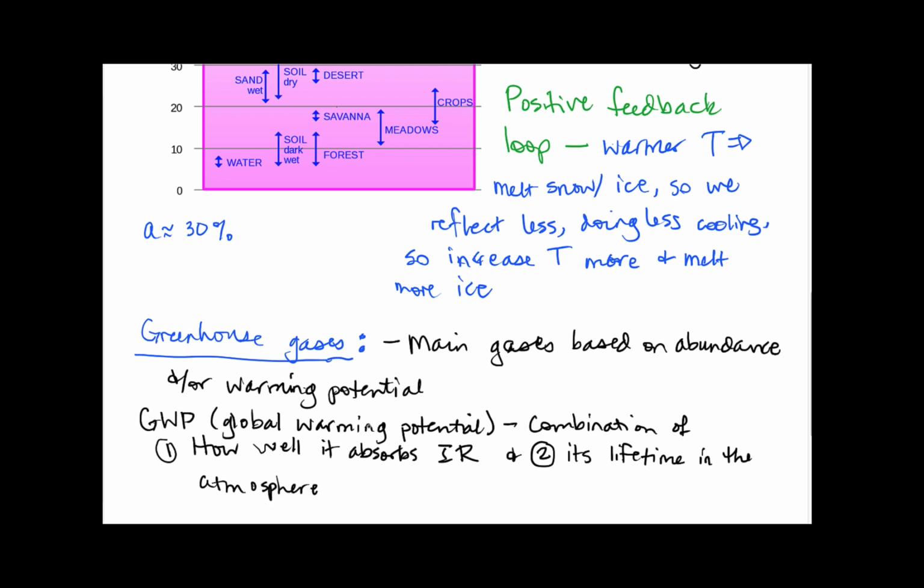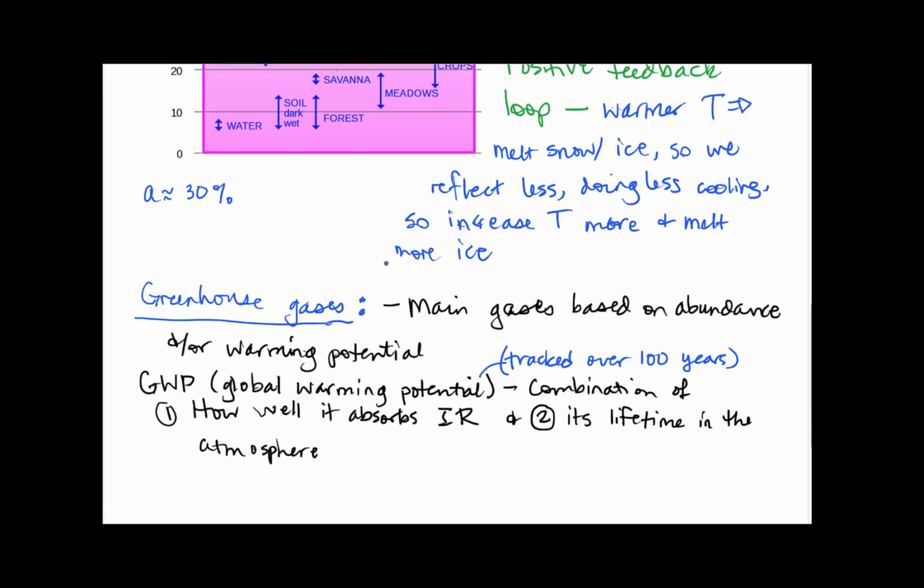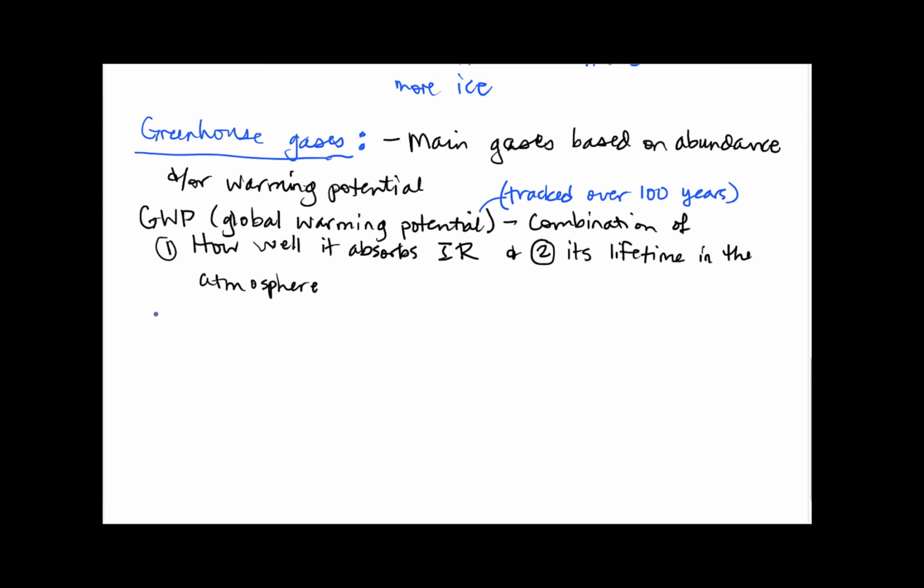And most of the global warming potential papers that you will see, they will track it over 100 years. So this is like how much potential for warming over 100 years. All right, so let's just quickly go through some of our major gases. So carbon dioxide is listed as having a global warming potential of 1. It is our reference. Everybody else is compared to the carbon dioxide.